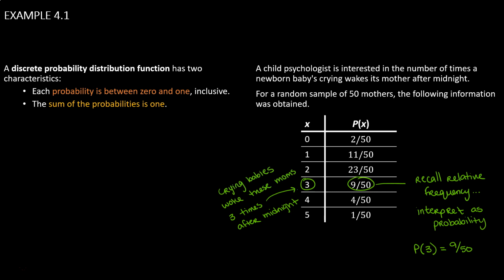The probability of selecting a mom at random in this survey and finding out that the mom wakes 3 times after midnight due to a newborn baby's crying is 9 out of 50.